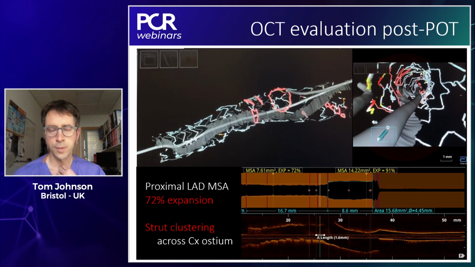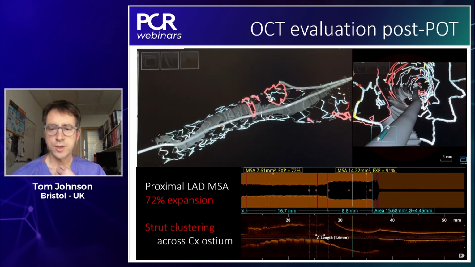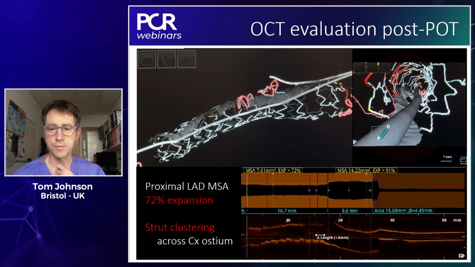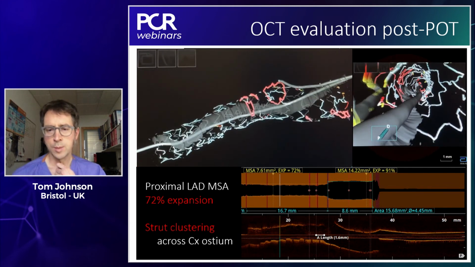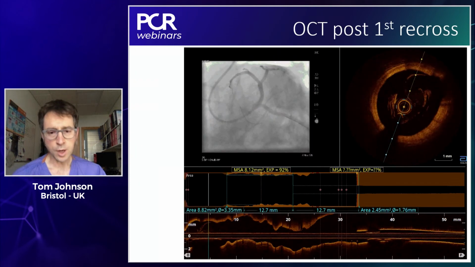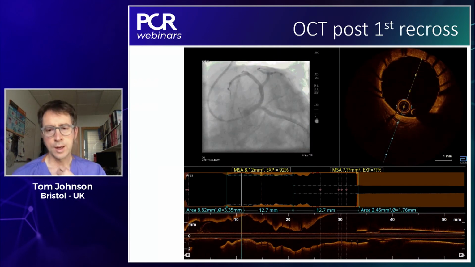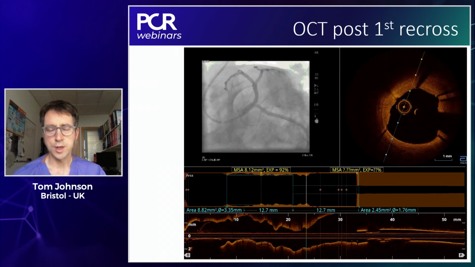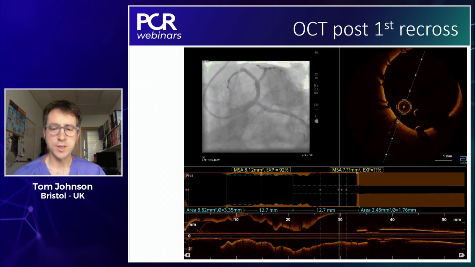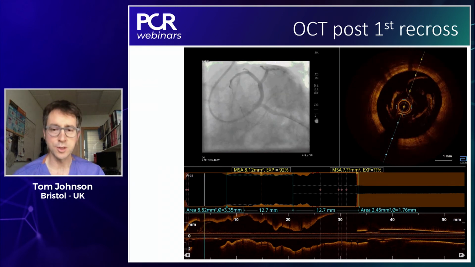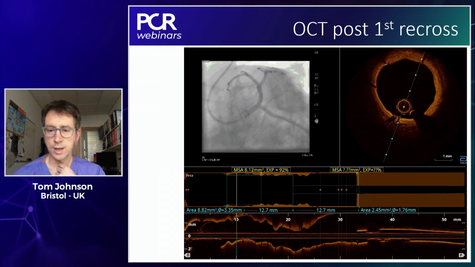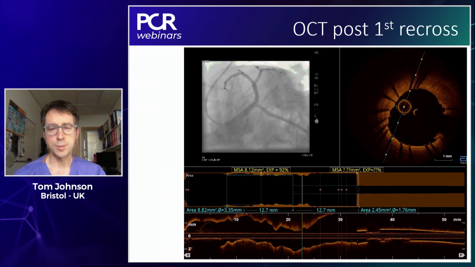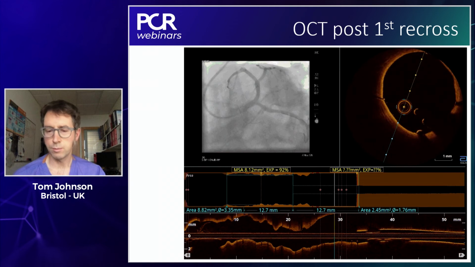So utilizing now, this just shows again, as we tip up into the ostium of the circumflex, the gathering of the struts across the ostium. But I recross with a wire and repeat the OCT. And actually what we see here is this appears to be a relatively proximal cross. Now I think the interpretation of this, despite the fantastic resolution, is actually quite challenging. But it's made much simpler by using the software that's available, but sometimes isn't used as frequently, I think.